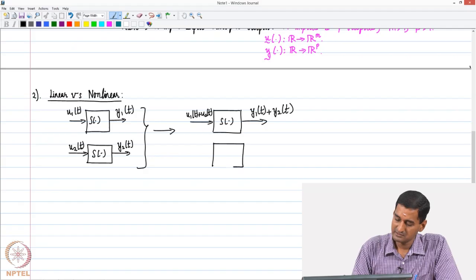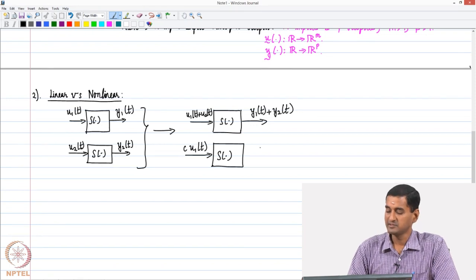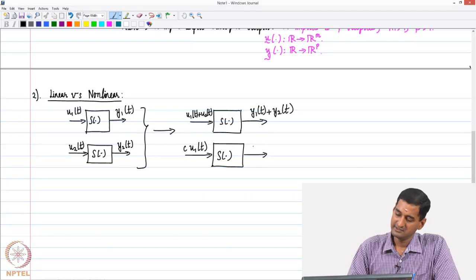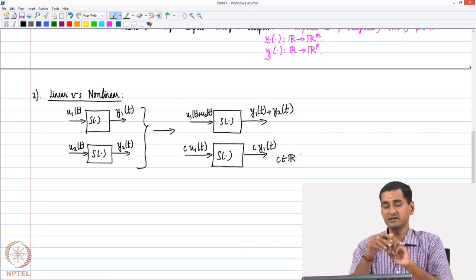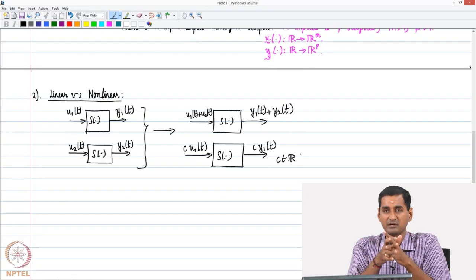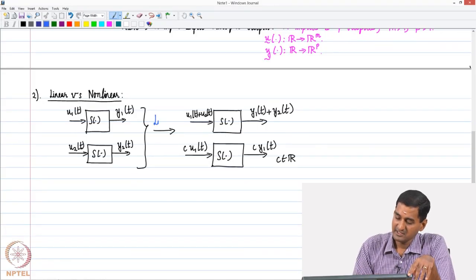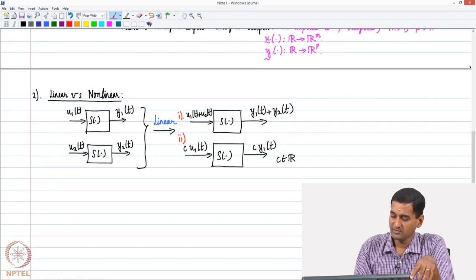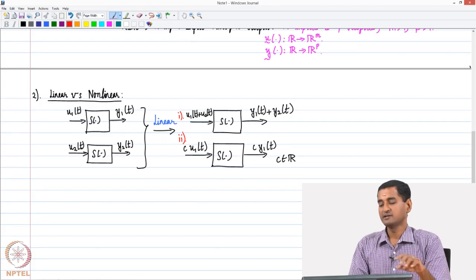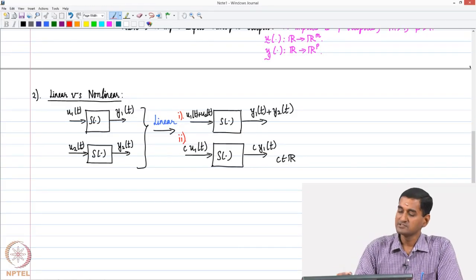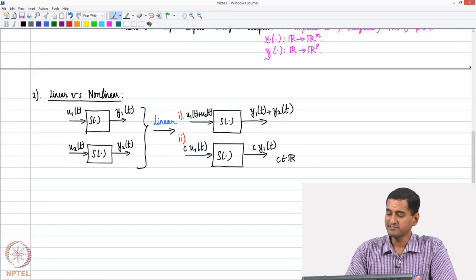And if I give any input which is an arbitrary scalar multiple of any arbitrary input u1, and the output is the same scalar multiple of the corresponding output y1, then the system is said to be a linear one, provided these two conditions are satisfied. So, condition 1, condition 2. The first condition is typically referred to as additivity, and the second condition is referred to as homogeneity. So, this is the definition of a linear system.